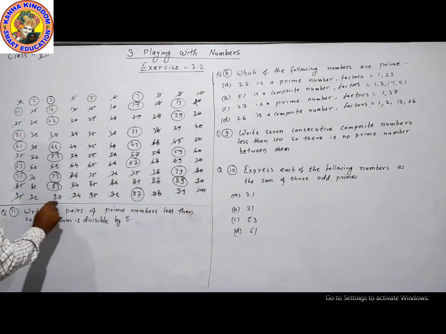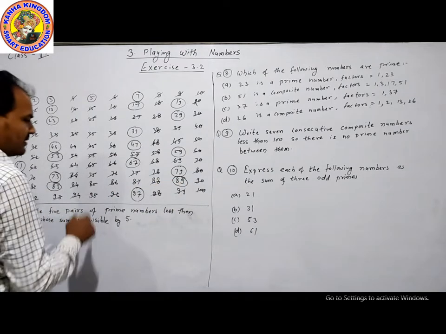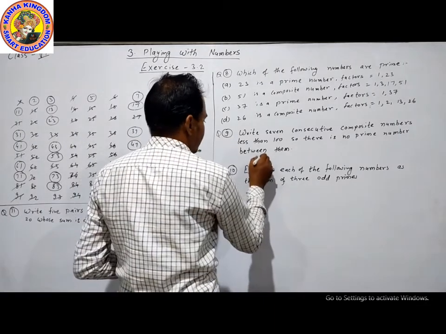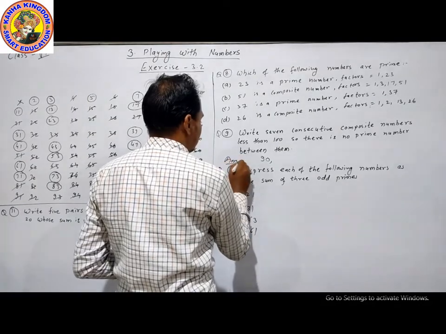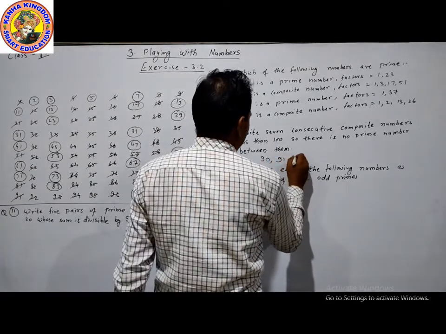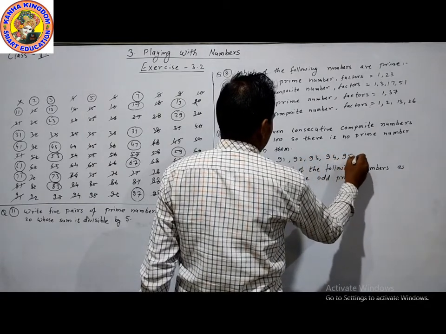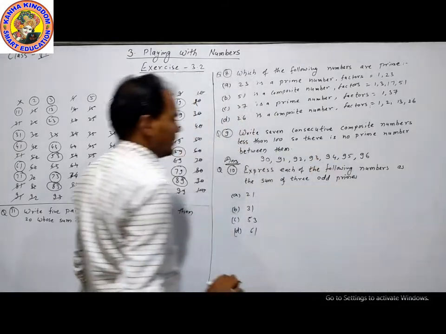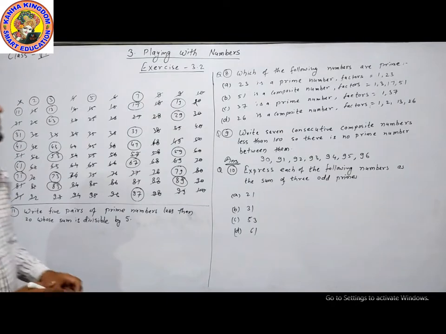1, 2, 3, 4, 5, 6, 7, yes. These are 7 continuous numbers: 90, 91, 92, 93, 94, 95, 96, and 97 is a prime number. So these 7 are consecutive composite numbers less than 100. So there is no prime number between them. Now question number 10.